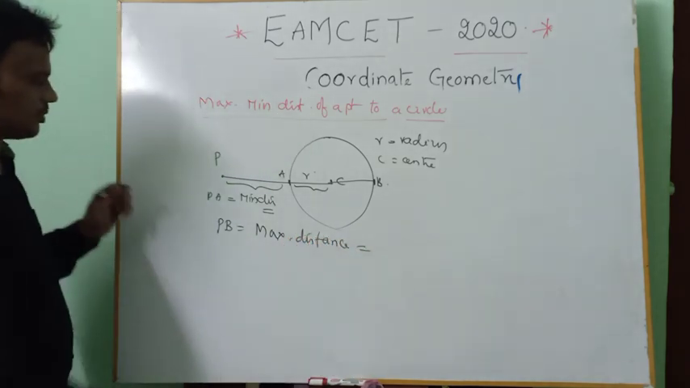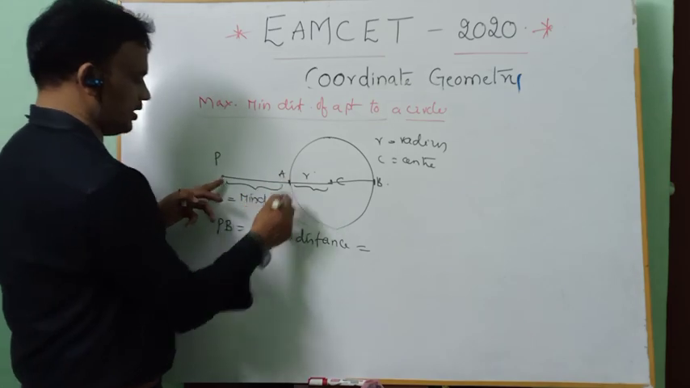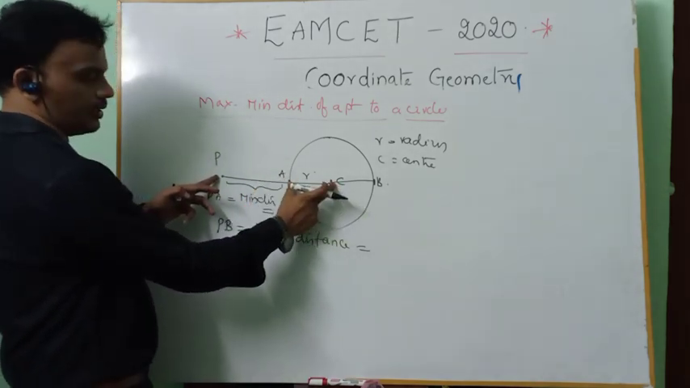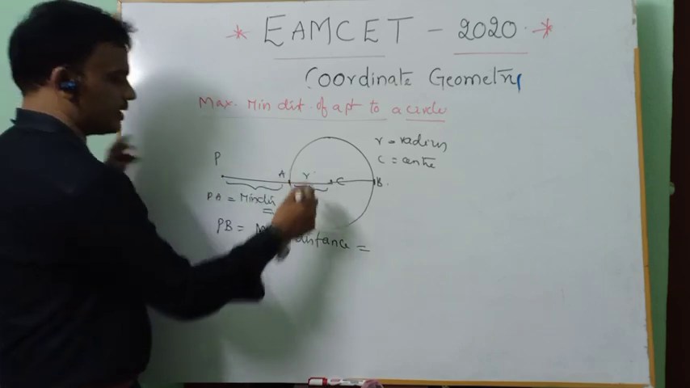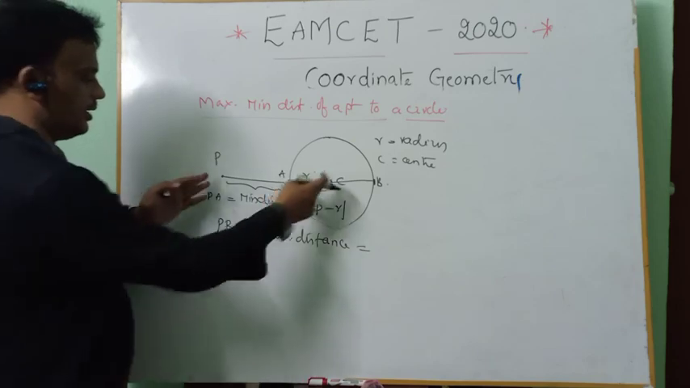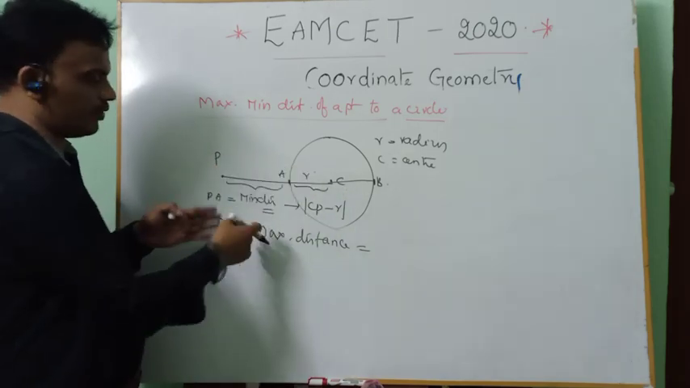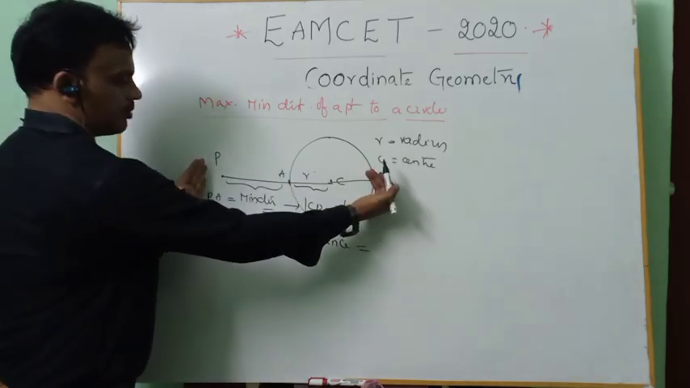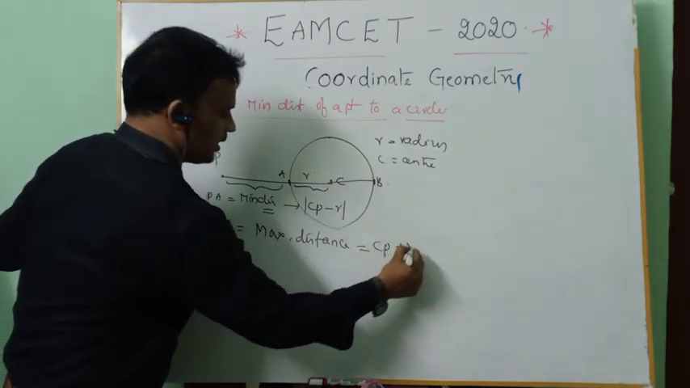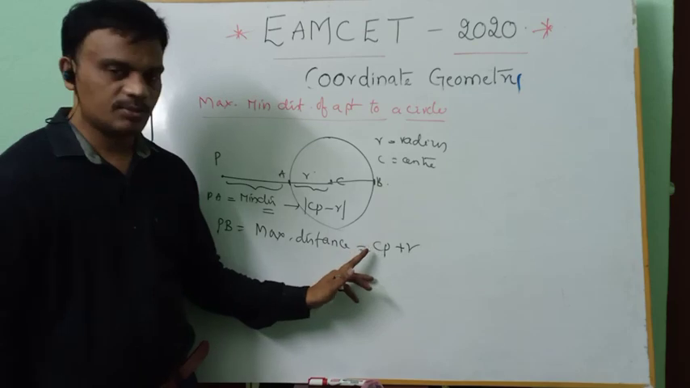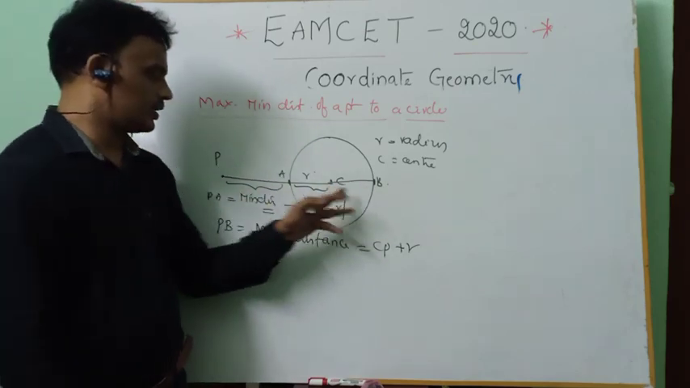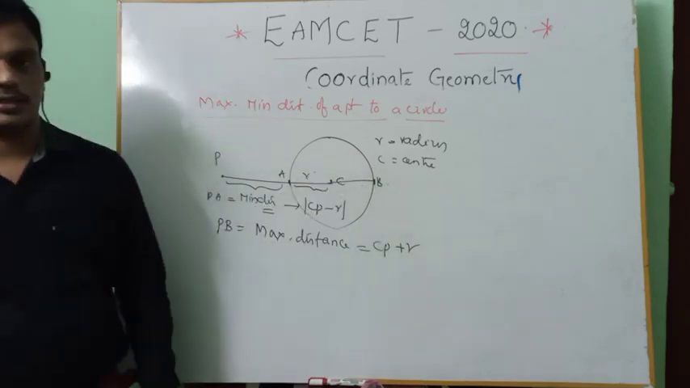Can you see this? How can you get PA? PA can be written as CP − r, the total distance CP minus r. CP − r is the minimum distance of a point to the circle. Then what is the maximum distance? The maximum distance is CP + r, the distance from the center to the given point P plus the radius.